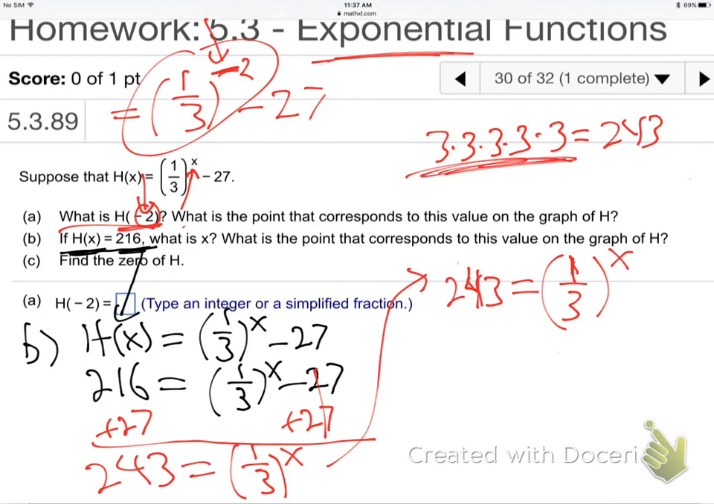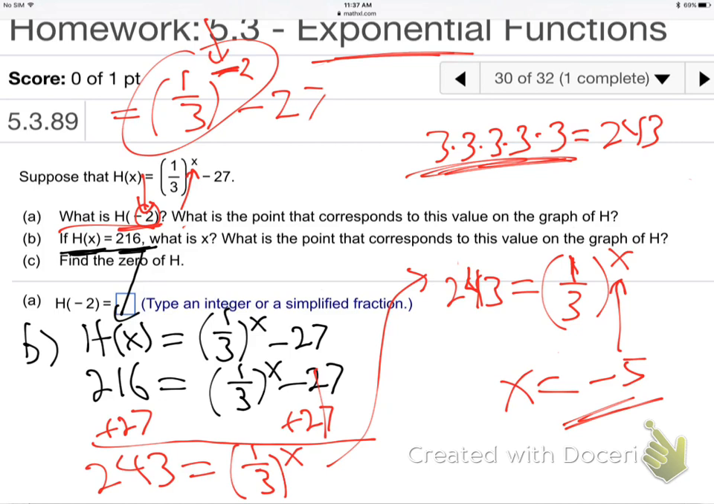So 5 3's multiplied together is 243. So then, do you see what x has to be? What power of x is needed then? Negative 5. Everybody see that? Because the negative part will flip it and make it a 3, and then the 5th power will make it that. Is that good? So x is negative 5, and we're done.